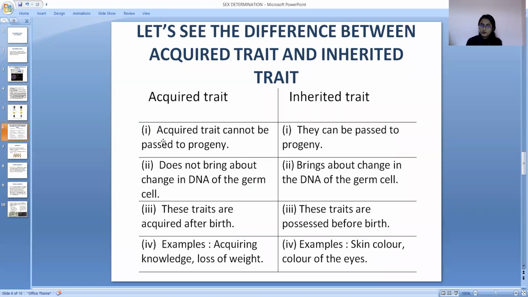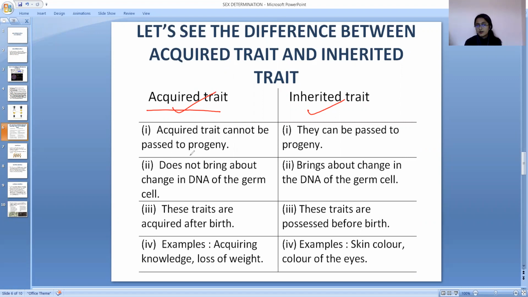Traits are the characteristics of a person. On the basis of this, there are two types of traits: acquired traits and inherited traits. Acquired, जो चीज आपने acquire की है, throughout the life आपने ली है, सीखी है. Inherited, जो आपको विरासत में मिली आपके parents से. So let's talk about the difference between them.